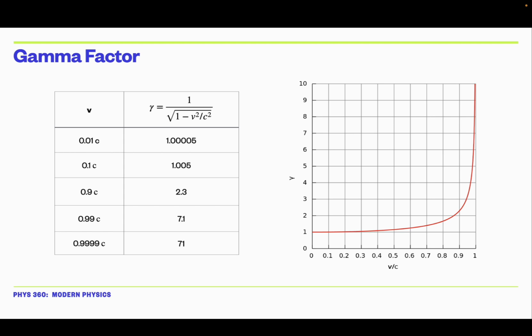So here's a little tabulation of different velocities expressed in terms of the speed of light. Here's 1% the speed of light, 10%, 90%, 99.99%. And here's that gamma factor. When you're moving very slowly, the gamma factor is very close to 1. But as you get closer and closer to the speed of light, this gamma factor just diverges to infinity. It just blows up.